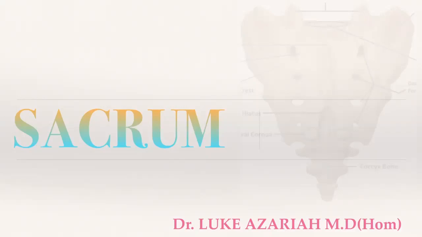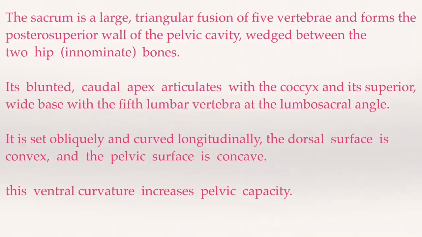The vertebral, lumbar vertebrae, right? And today we'll learn about the sacrum, okay? The sacrum is a large triangular fusion of 5 vertebrae, okay? Remember that. This is S1 to S5, fusion of S1 to S5 and forms the posterior superior wall of the pelvic cavity, wedged between the two hip bones, right?